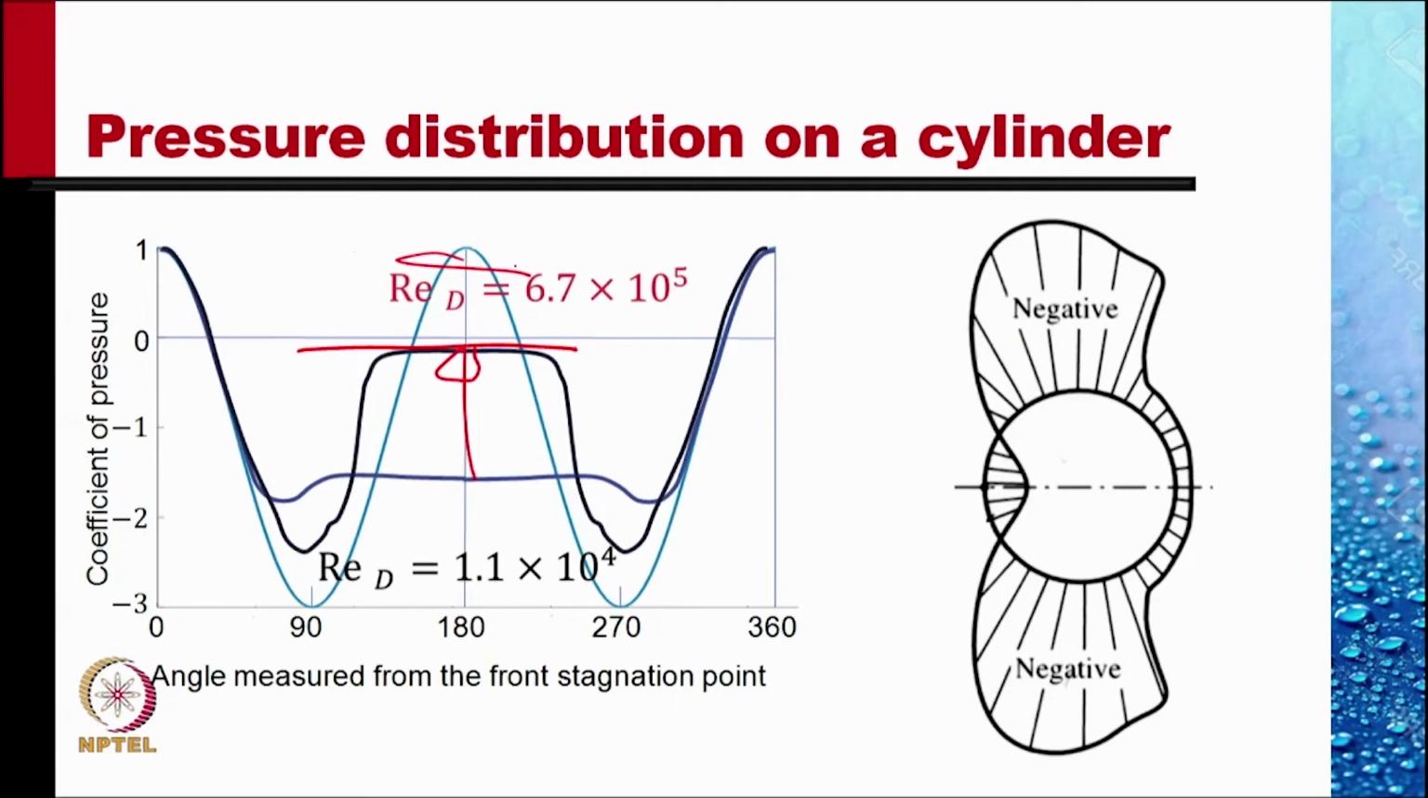The pressure profile looks like this. The pressure is still negative at the tail, but the magnitude is much less than what it was when there was laminar separation at Reynolds number of 110,000. There is still drag, but the drag is much lower.